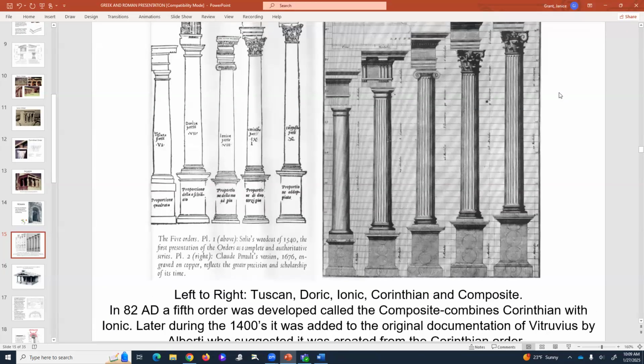You want to do all five? That'd be kind of nice for your learning skills, but the three in the middle are the main three that we see way more in our architecture of today. The Doric, the Ionic, and the Corinthian. This is what they're called: the Tuscan, the Doric, the Ionic, the Corinthian, and the Classic.